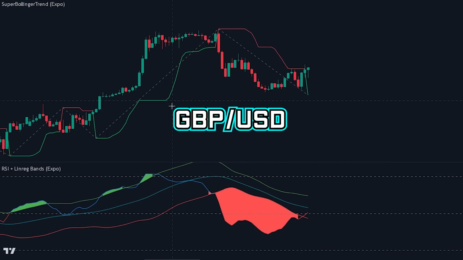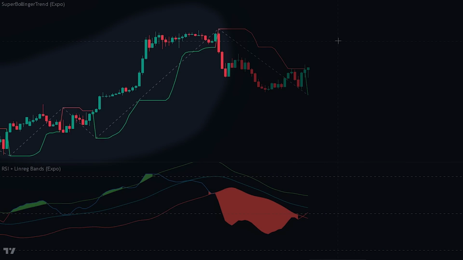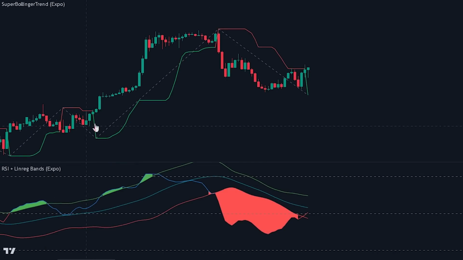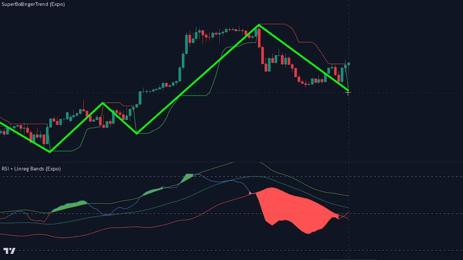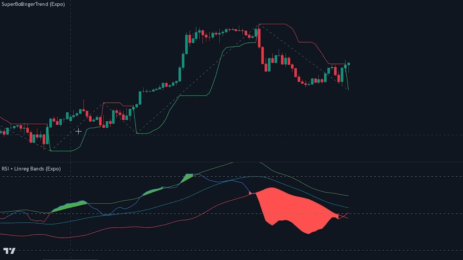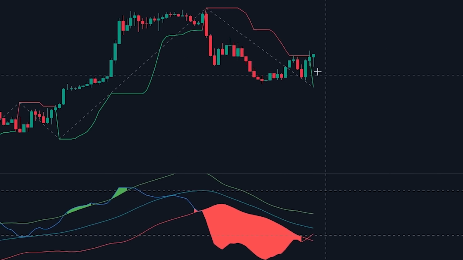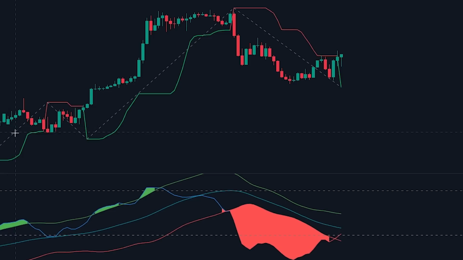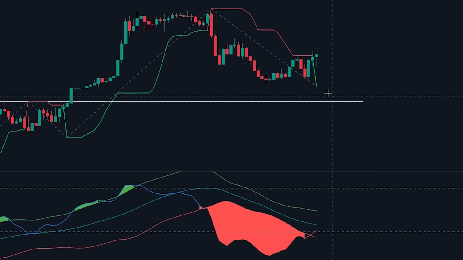We are currently looking at GBP/USD on the 1-hour time frame. If we take a look at the price action, we can see that we are currently in an uptrend. This is confirmed by the zigzag pattern. We can see that the market structure is bullish. However, we can see here that the price has made a small bearish move. By looking at the previous zigzag high, we can see that the bullish structure hasn't been broken, indicating that there is still a high chance for the bullish trend to continue.